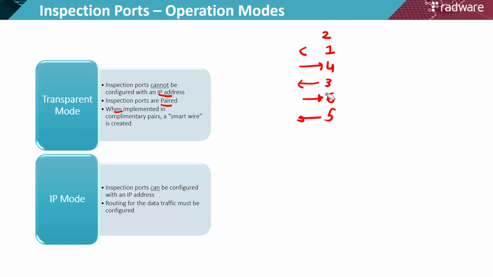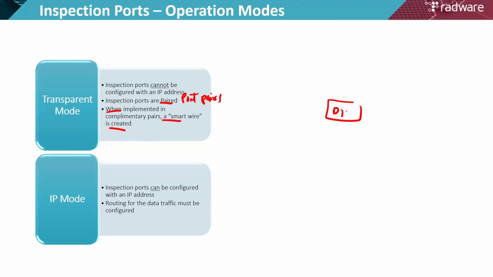So under the transparent mode, the Defense Pro works in port pairs, which is very important. And when implemented, this acts as just a smart wire. So what is smart wire? As I mentioned, if there is a connection like this, port number 1 and port number 2, it simply means that all the traffic would always be routed via this path. That means it is simply acting as a wire between the two servers or the two services. And during that, it also inspects traffic, and hence it is known as a smart wire. So that is your transparent mode.